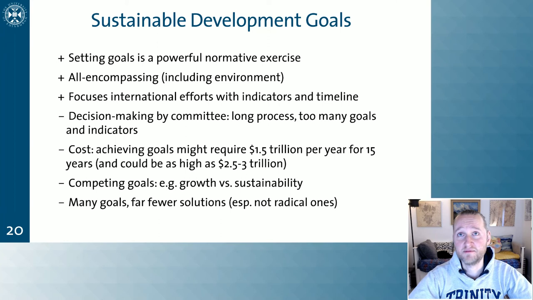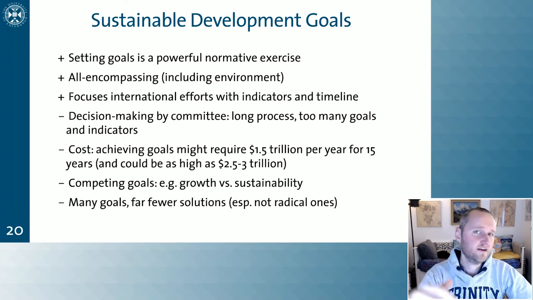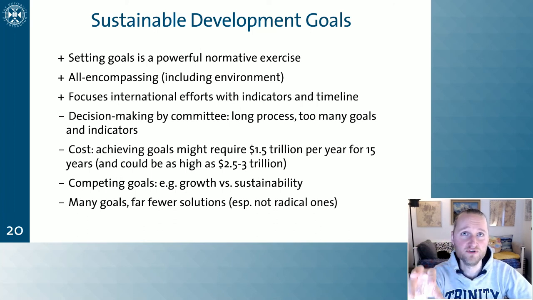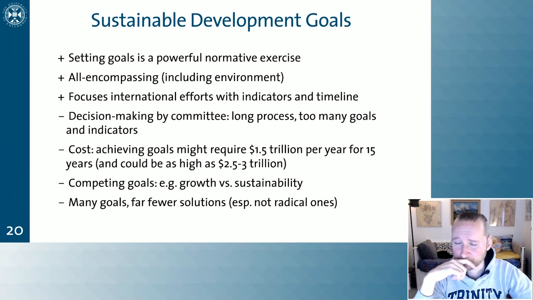If I told you at the beginning of the semester, hey, you know what? A great way of learning things is to follow these 17 goals, you probably would have gone, oh, well, that's not super helpful. And you might well be right. This might be too many goals to work towards, and too fractured an approach to development.